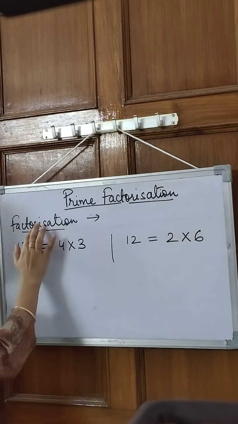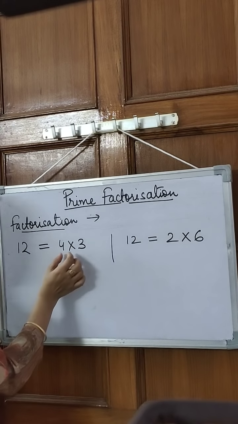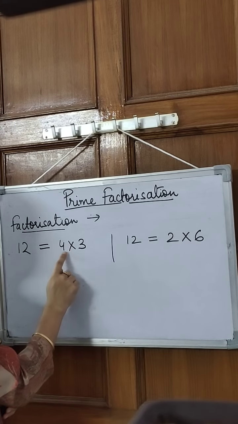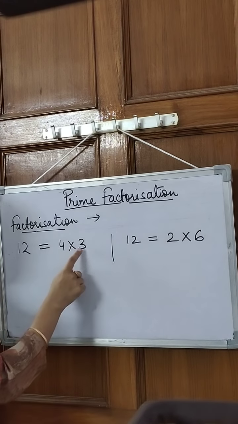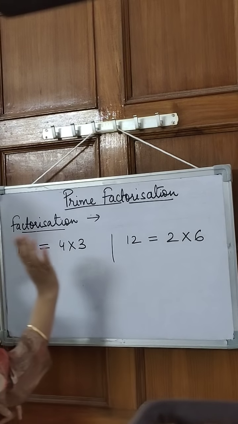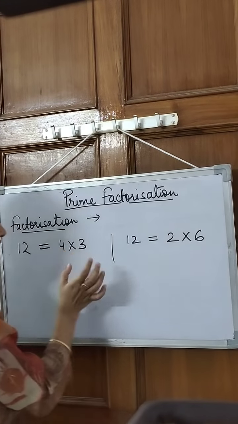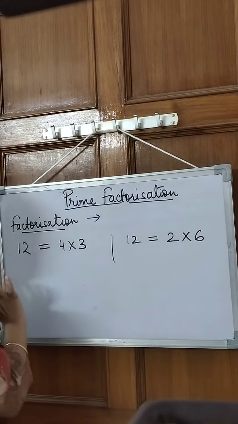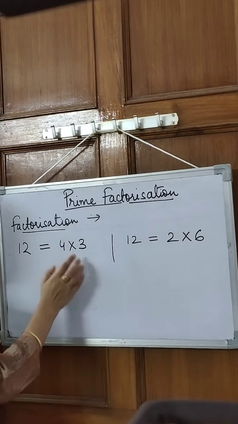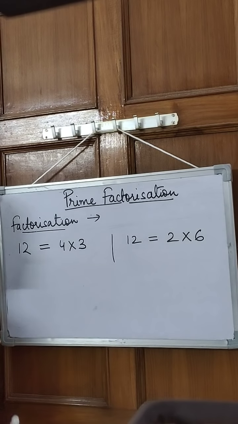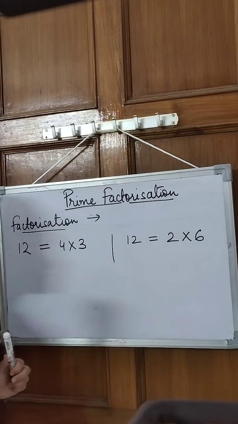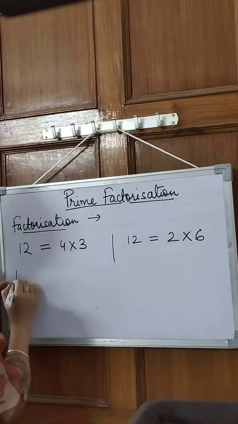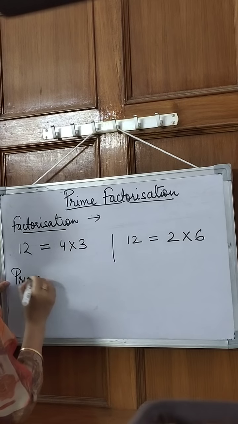Okay. So what I have done in factorization of the number is that I have represented this number 12 with the help of the product of its factors. 3 is a factor, 4 is a factor of 12, 2 is a factor, and 6 is a factor. And I have written it in the form of a product, and I am getting 12. So this is factorization of the number. Now, we are not studying here only factorization of the number. What we are studying here is prime factorization of the number.